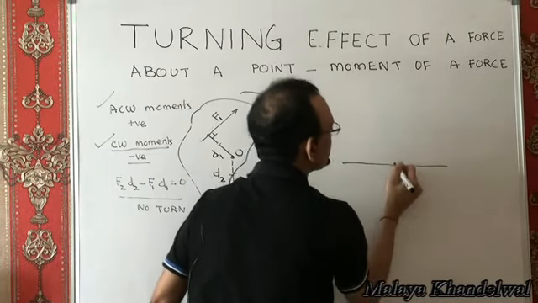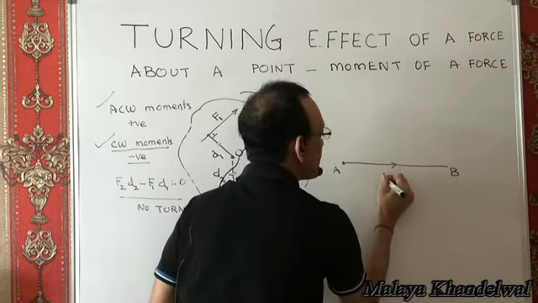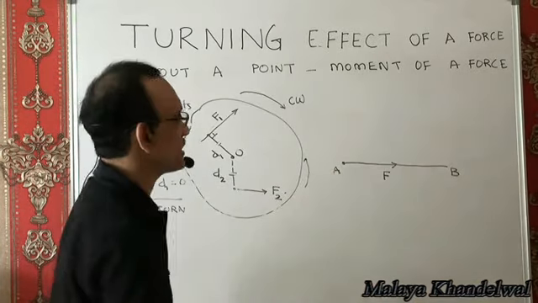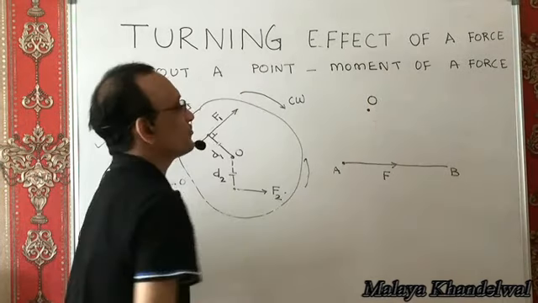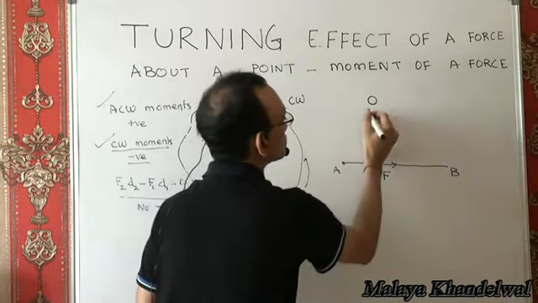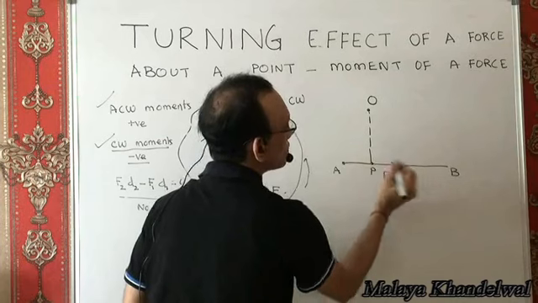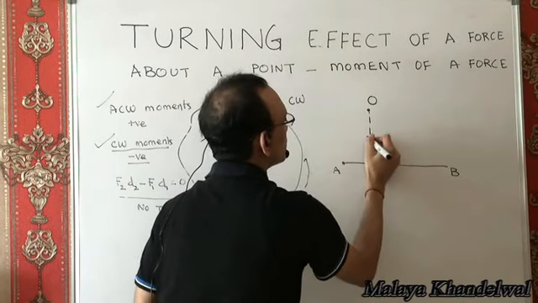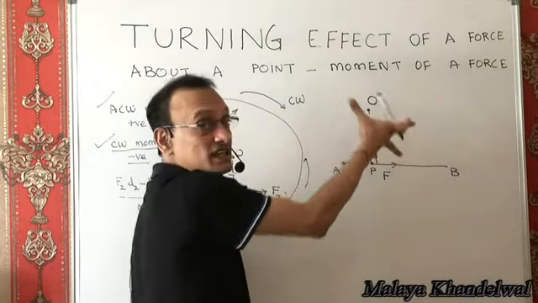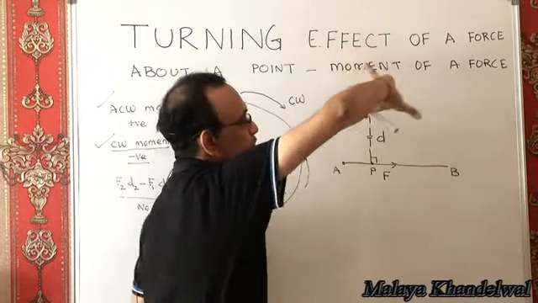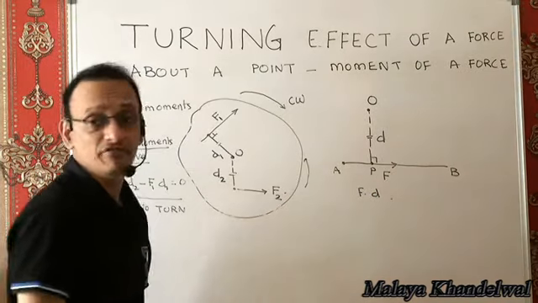Now, another very important thing is, suppose this length AB represents a force F. And I want to find the turning effect produced by this force about O. Say the perpendicular distance of O from AB is D. Right? Then what's the moment produced about O? In this case, of course, you can see it's anti-clockwise. Anti-clockwise moment is produced about O, and it would be of magnitude F into D.